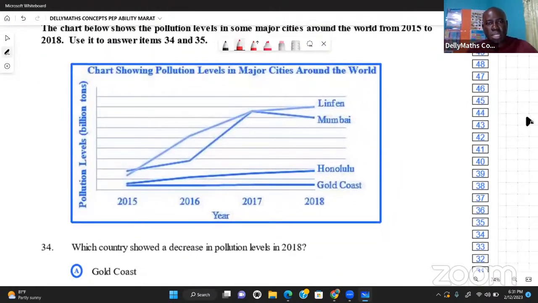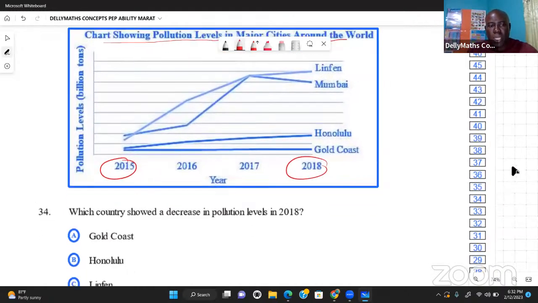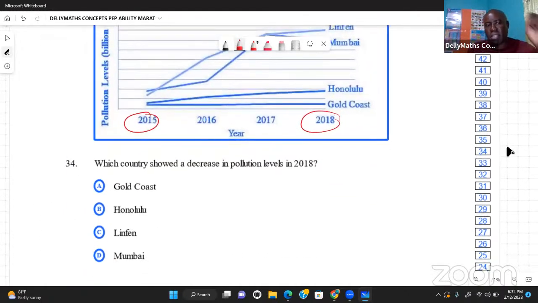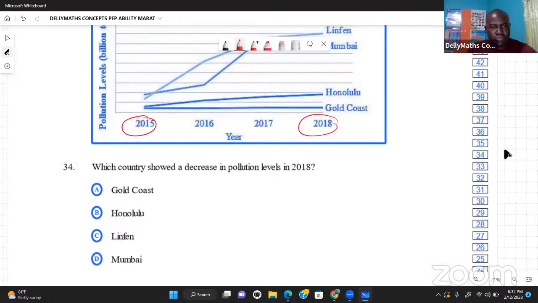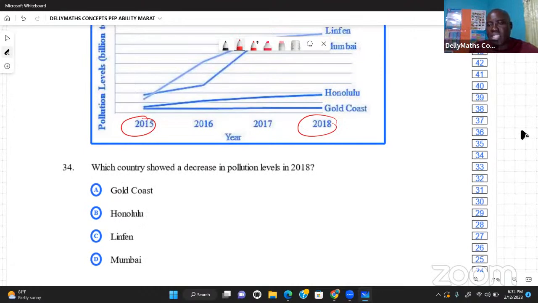You're looking at it. The title says chart showing pollution level in the major cities around the world. We have Liffen, Mumbai, Honolulu, and we have Gold Coast. Now you're seeing what's going on from left to right, meaning from 2015 all the way up to 2018. Let's see the question they want us to answer. Question 34 says, which country shows a decrease in pollution in 2018?